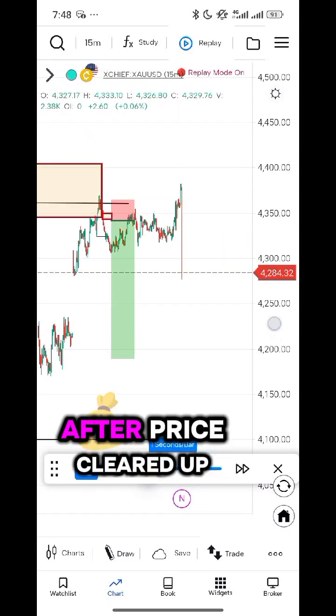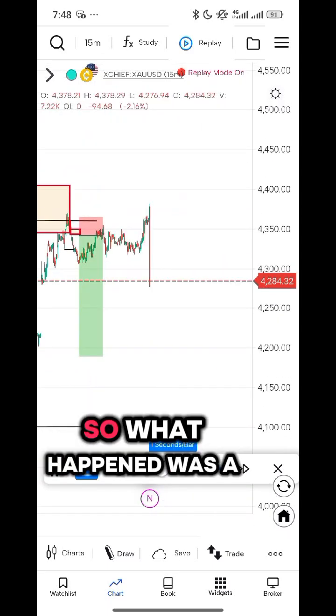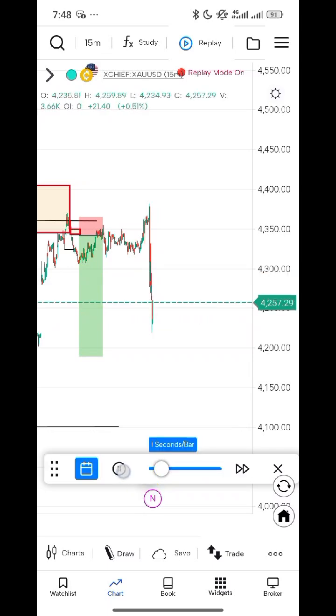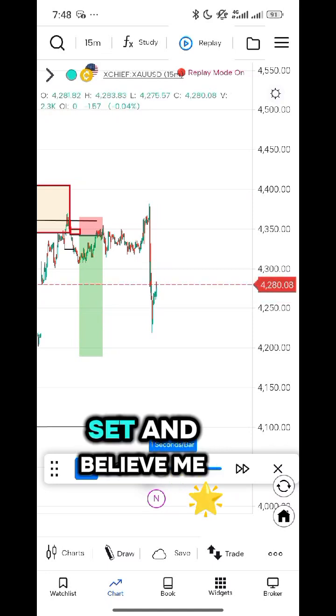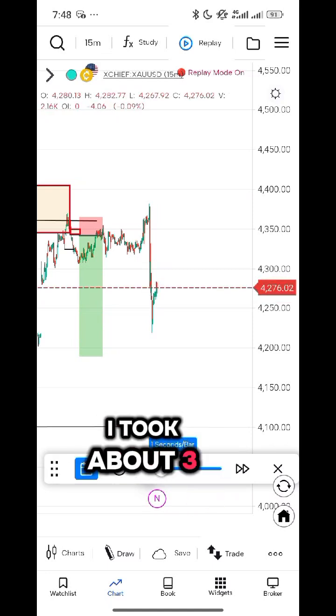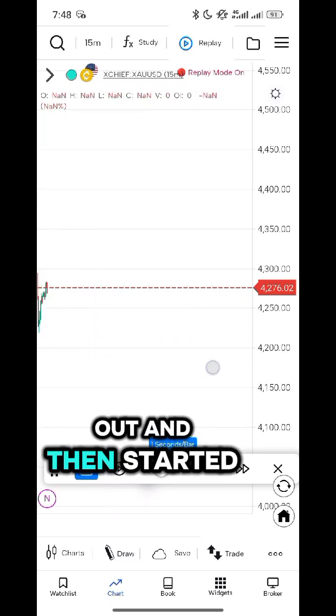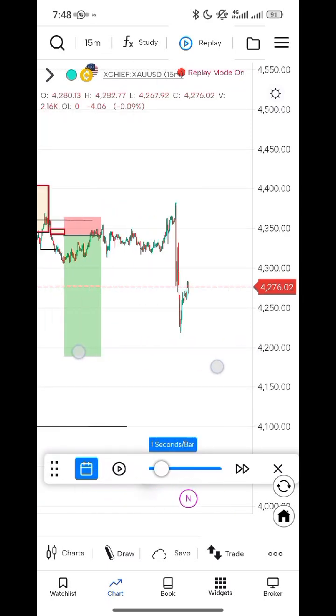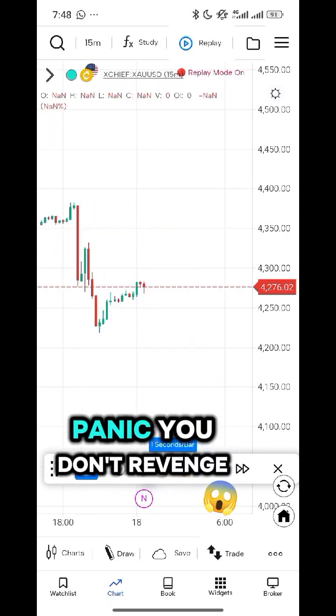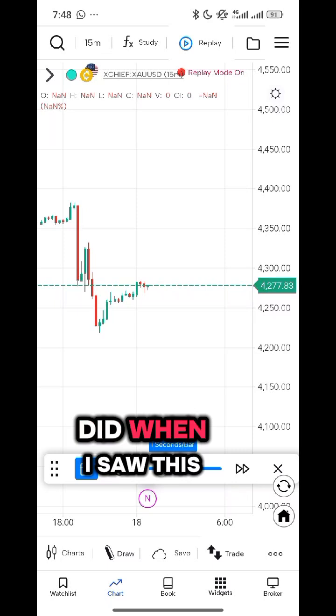So this is what happened after price cleared out that liquidity. What happened was a massive sell. And believe me, I didn't just take one entry. I took about three entries on this very zone, and price cleared me out and then started going in my direction. But I didn't panic. You don't revenge trade.